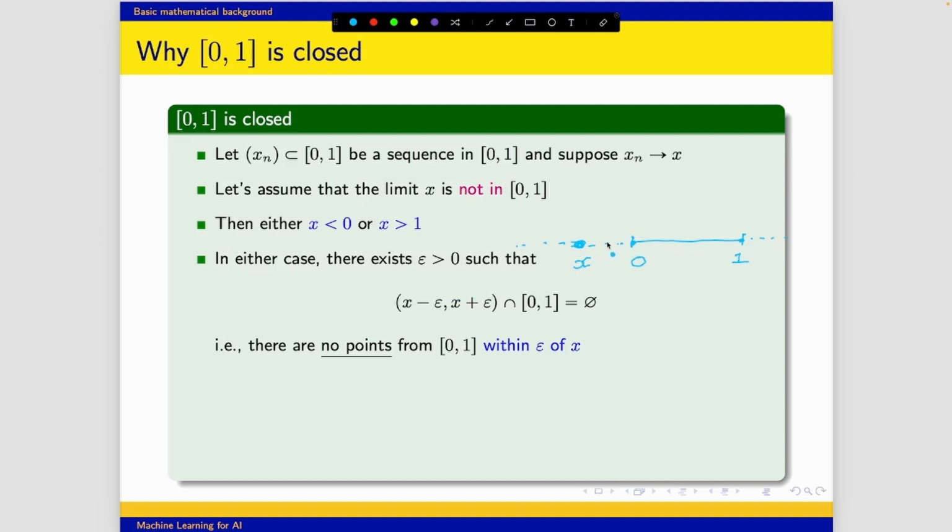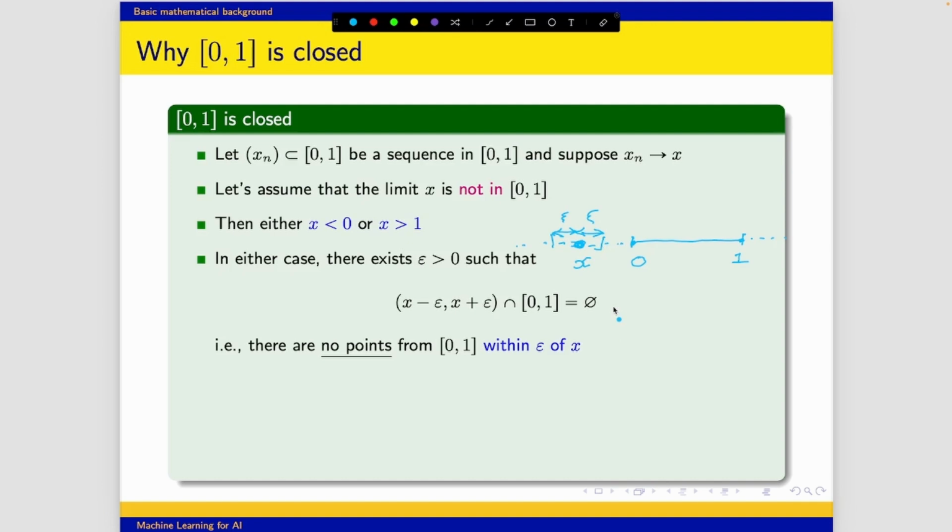Then clearly we can find some value epsilon. So that's this distance here. And then we can have an equal distance here of epsilon, such that this interval here, which is x minus epsilon to x plus epsilon, has no points in common with the interval 0 to 1. In other words, the intersection of this interval and this interval is empty. They contain no common values. Right? And clearly this is the case. If x is less than 0, then we can always find some value.